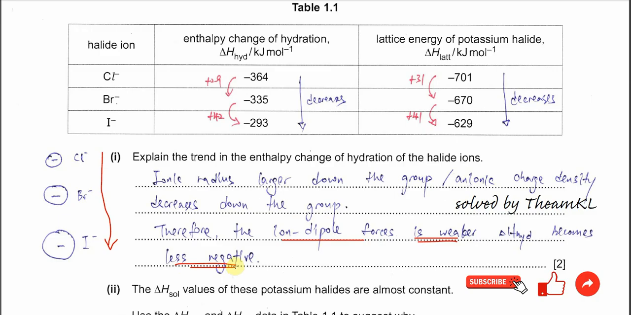That's the thing that you must know. Okay, so this is the answer, right? The ionic radius is larger, or you can say the ionic charge density decreases down the group. Charge density depends on the charge and volume. Because charge is -1 for all, the size of chloride is smaller, so the charge density is greater. So attraction with the water is stronger.